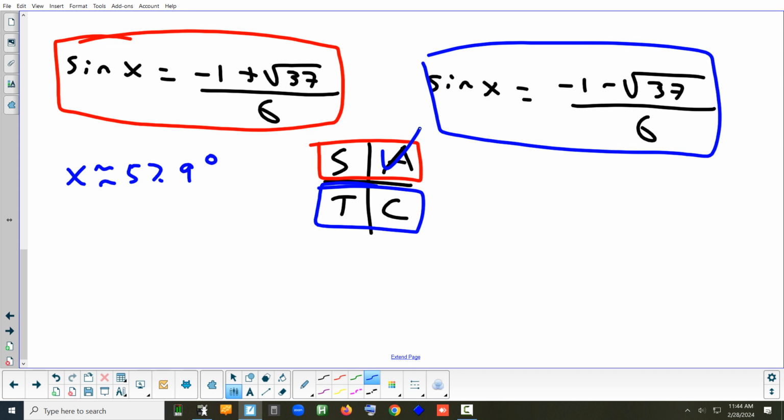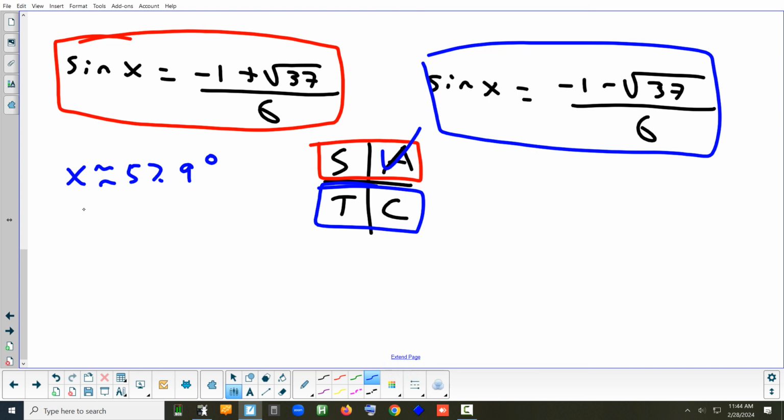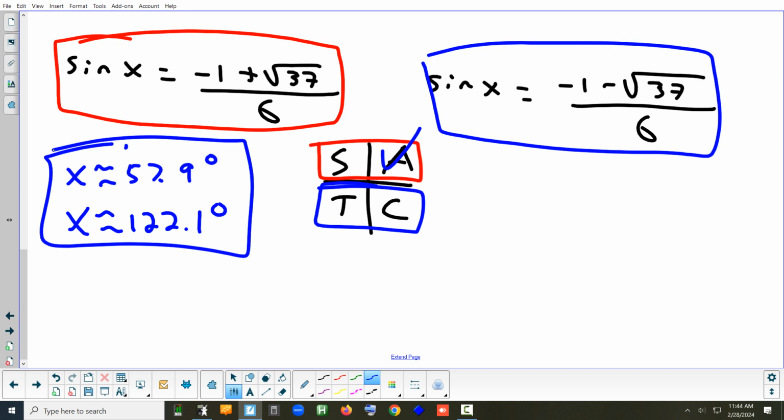How are we going to get the quadrant 2 answer? Yep. 180 minus the answer we just got, 122.1. Okay, so there's two answers.